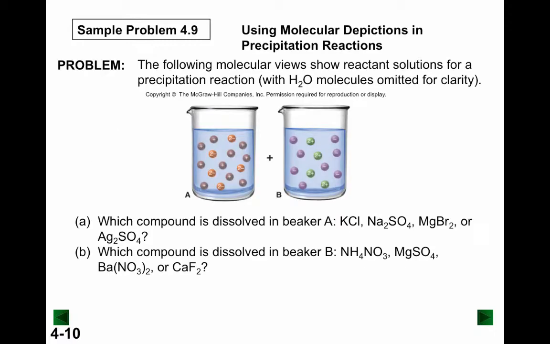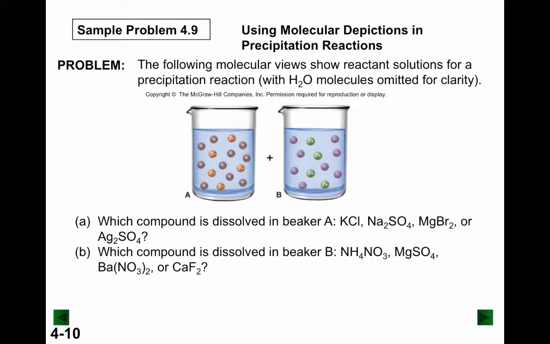Here is another sample problem, but this one is a little different than the one we just worked. Here we are asked to use molecular depictions to see if we can determine which of the following compounds are dissolved in water. Here is our strategy. Note the number and charge of each kind of ion and use table 4.1 to determine the ion combinations that are soluble.